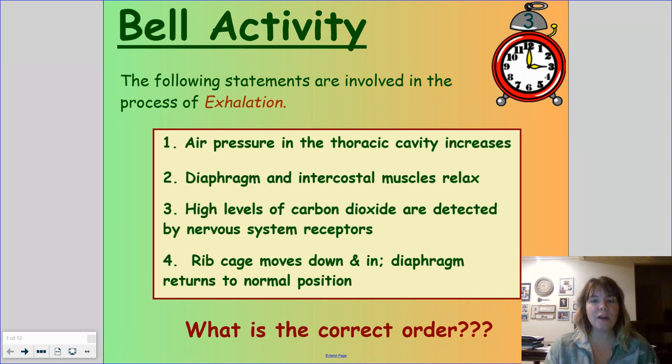High levels of carbon dioxide are detected by the nervous system receptors, and the rib cage moves down and in. The diaphragm returns to normal. I want you to tell me the correct order. Now, before you can do that, you're probably thinking, what is the thoracic cavity? That's just your lungs. Your thoracic cavity is the area in which your lungs and your rib cages are located.